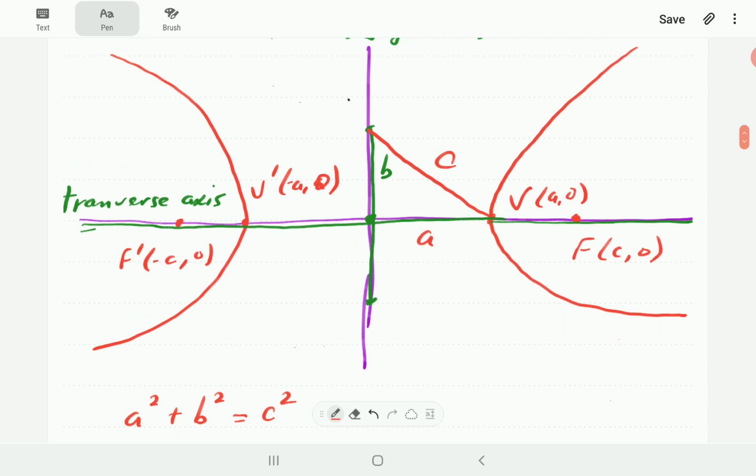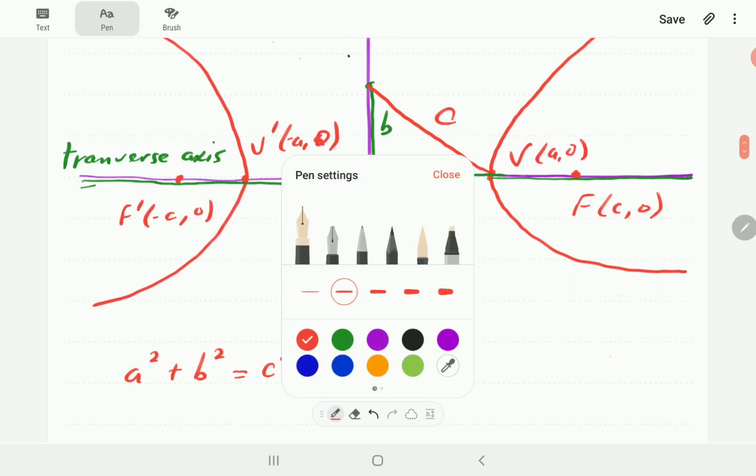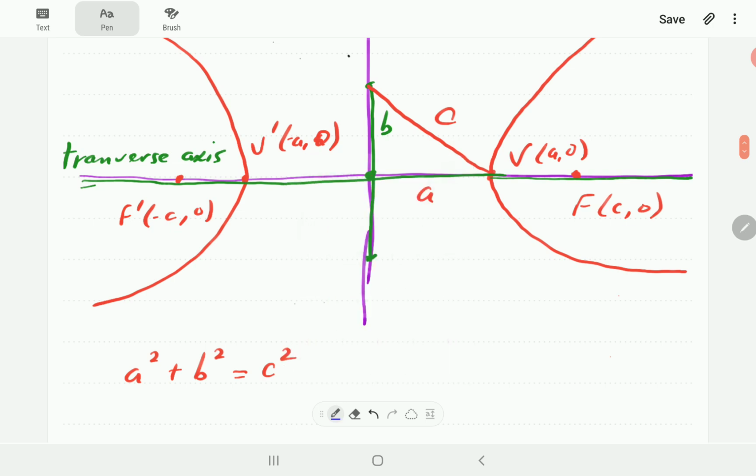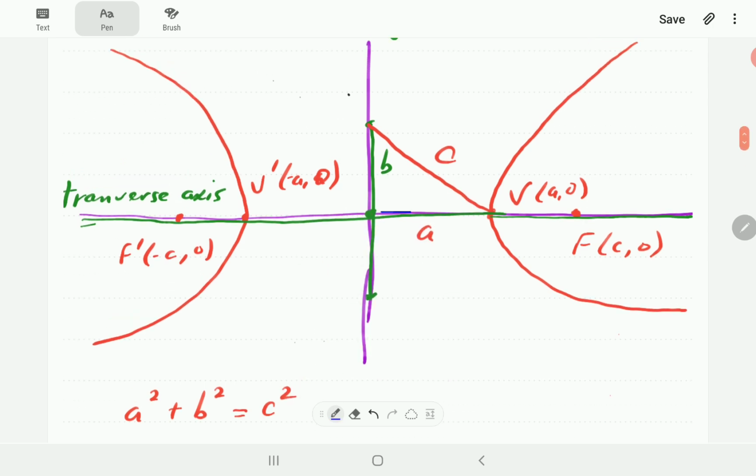And then something that we didn't have for the ellipse is asymptotes. The hyperbola is going to have a pair of asymptotes that go through the center. So the asymptotes are lines that the curve gets closer and closer to but never touches, and the curve does not cut across the asymptotes.